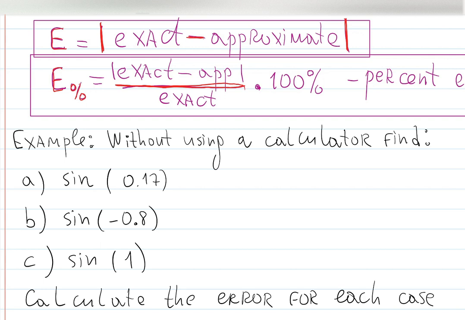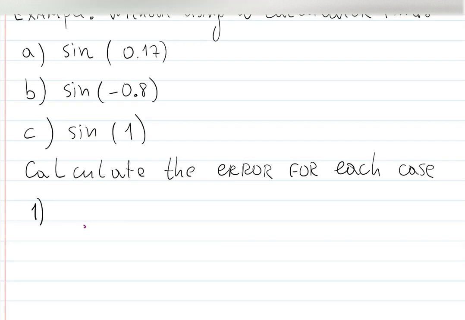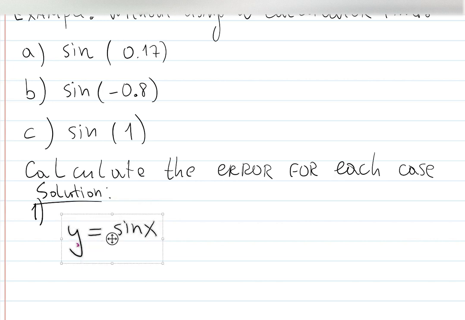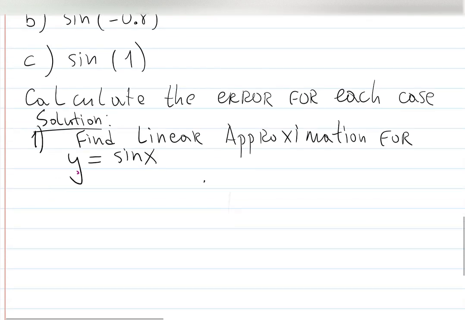So the idea is we're going to first calculate the linear approximation to find these A, B, and C, and we're going to calculate the error for each case. So first solution. Let's find linear approximation. We know we're working with the function y equals sine x. Find linear approximation for y equals sine x.